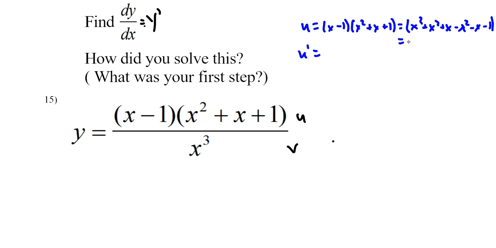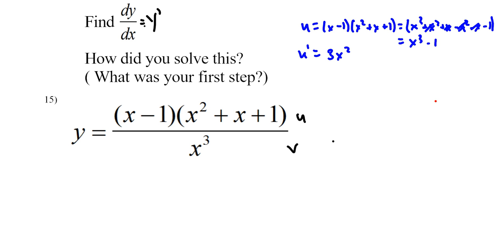If I combine my like terms, we'll have x cubed. These cancel out. These cancel. Minus 1. Oh, that's so nice. And so what do we have for u prime? U prime is going to equal 3x squared.